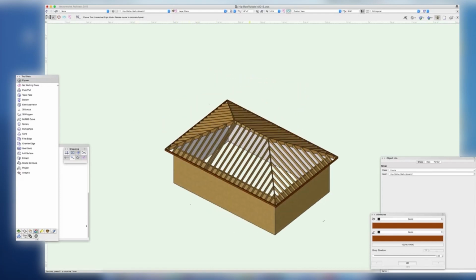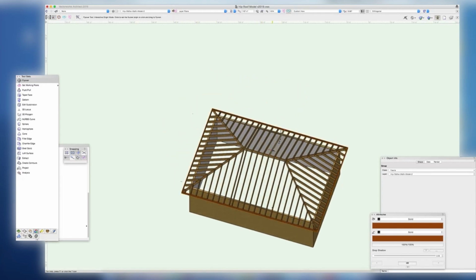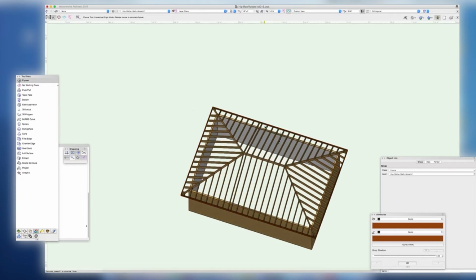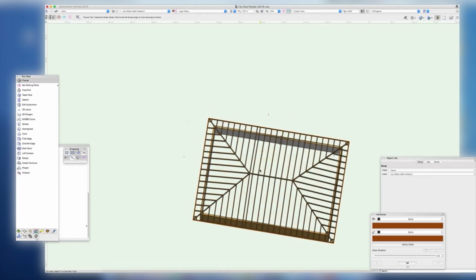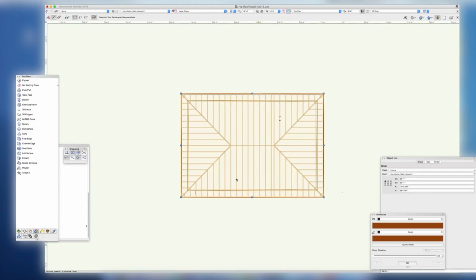of a hip roof. It's common to have the rafters in pairs opposing each other so that you have equal forces pushing against the ridge. So you have a symmetry.